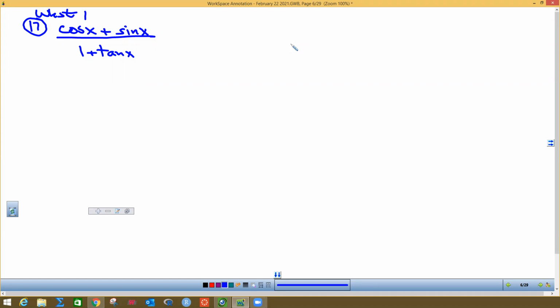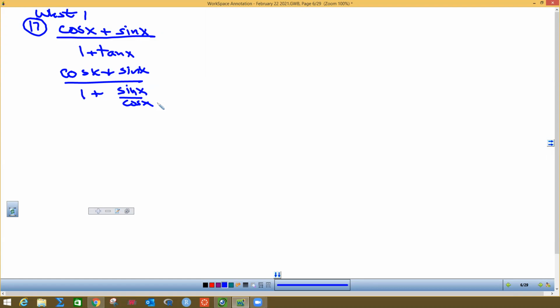What trig function is not in terms of sine and cosine up there? Everybody please look up at the board and tell me. Tangent. Tangent's the only thing I have to change, because everything else is already in sine and cosine. So I get cosine x plus sine x all over 1 plus, and the quotient rule says tangent is what? Sine over cosine.